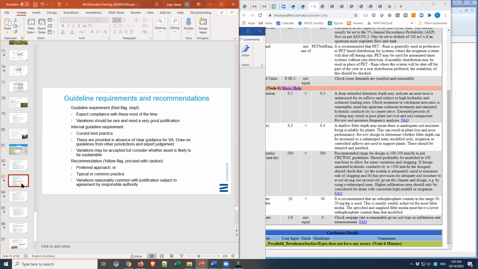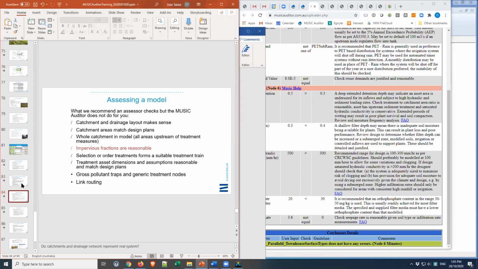Okay. What the auditor won't do is check the catchment and drainage layout, that things have actually been put together in a way that makes sense. It won't check that your catchment areas actually match the design plans, and it won't check the dimensions on your treatment systems actually match what you've got on your design plans as well.